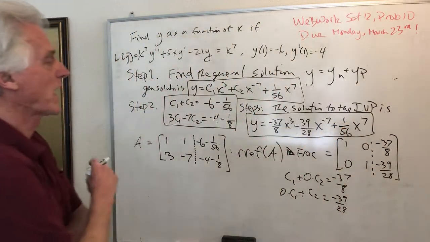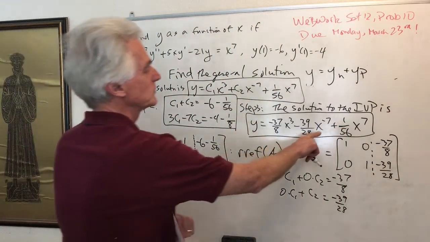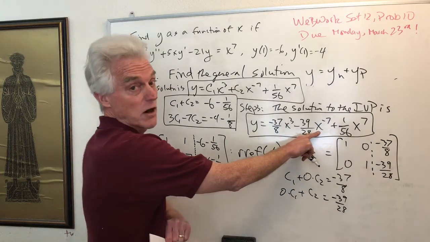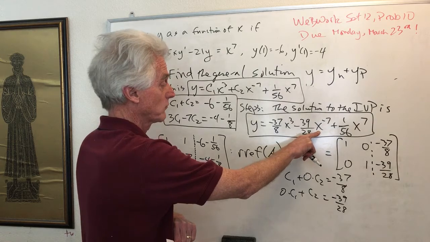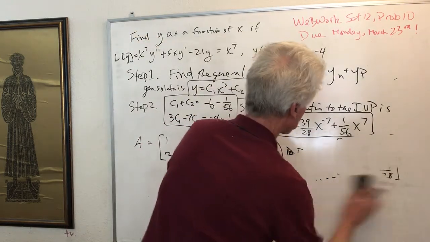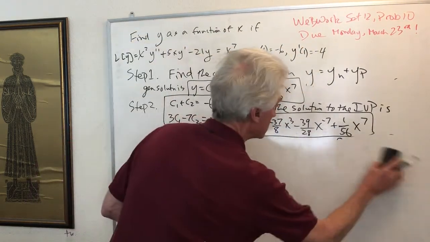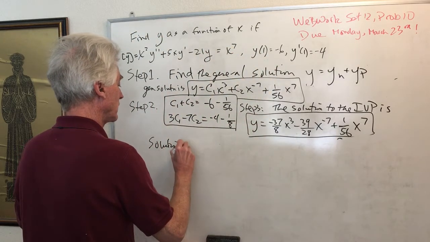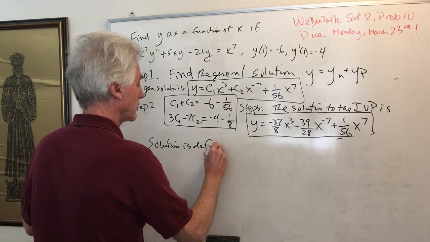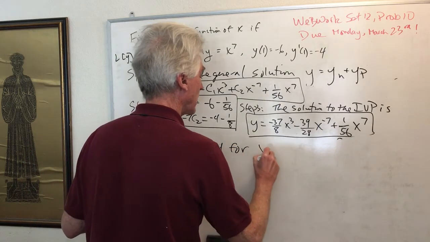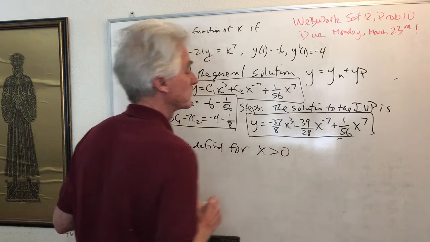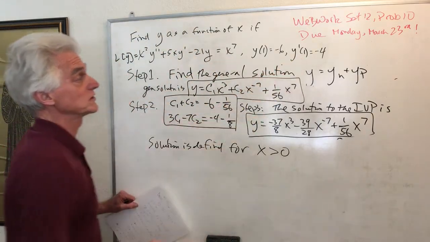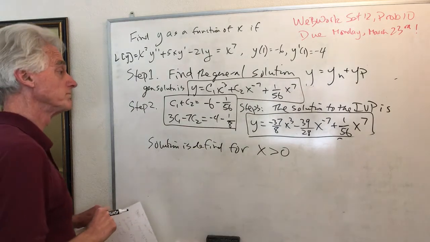Let's think a little bit about this too. This solution is only defined for x positive because it can't cross x equals 0 because of that term. So this solution is defined for x positive. Okay? The solution to the initial value problem where I put in the initial conditions at x equals 1.